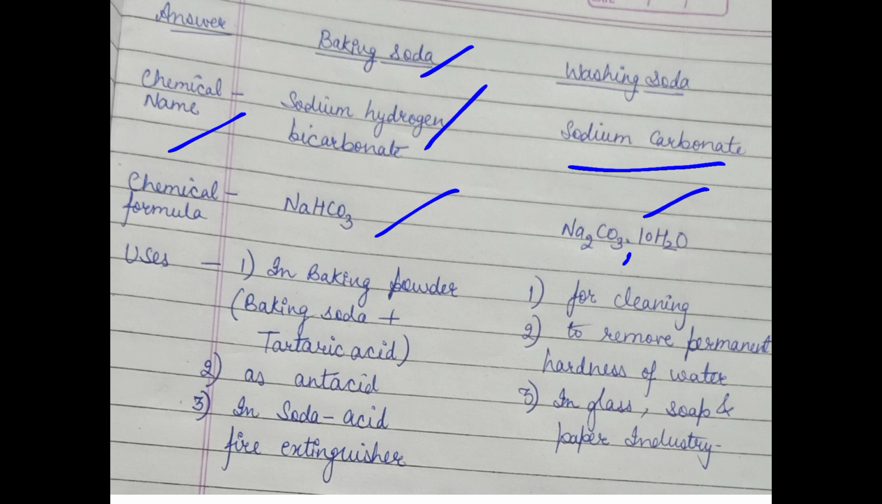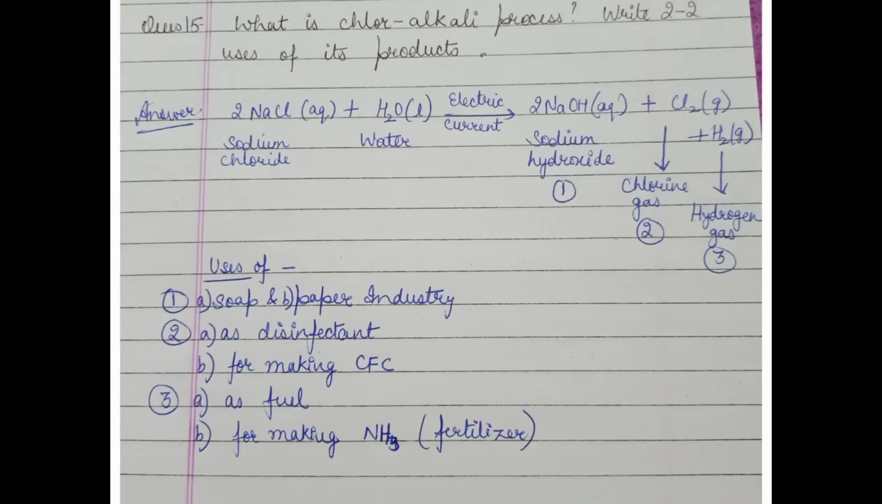Regarding the uses, baking soda is used in baking powder preparation, that is baking soda plus tartaric acid, as an antacid to remove acidity in the stomach, and in soda acid fire extinguishers. Washing soda is used for cleaning, to remove the permanent hardness of water, and in the glass, soap and paper industry. So it was quite a direct question.